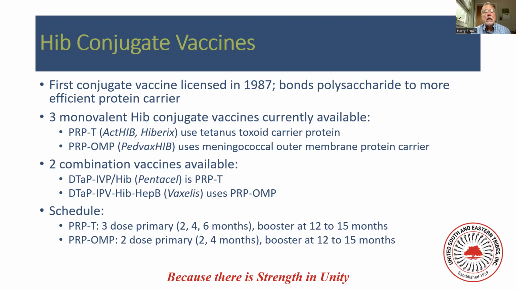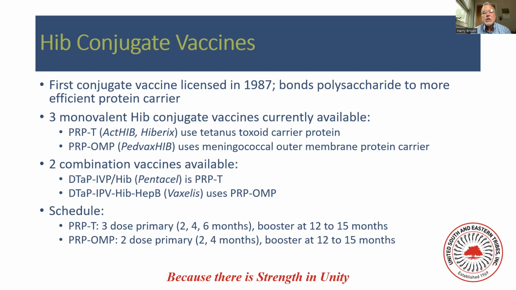protein for the carrier. Now, it's important to know which one you're using, because the one that uses the tetanus carrier protein, you need 3 doses for the primary series and then a booster at 12 to 15 months, whereas the one that uses the outer membrane of the meningococcus as a protein carrier, you only need 2 doses for the primary series. So it's important to know which one you're using.